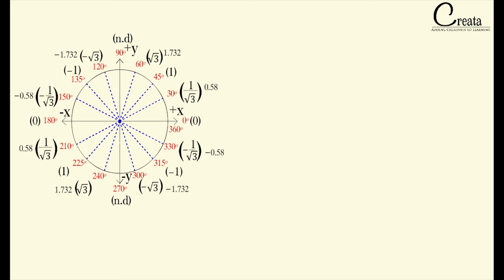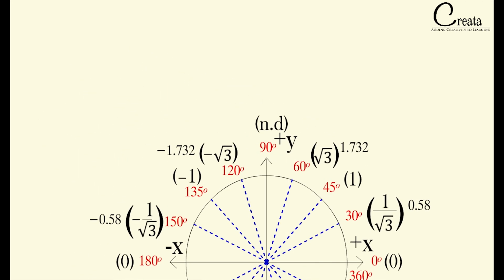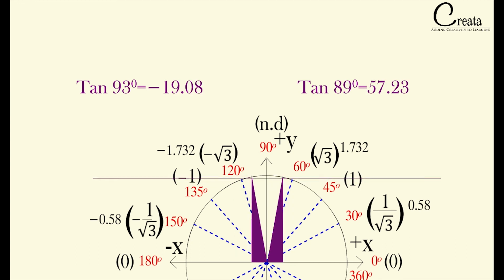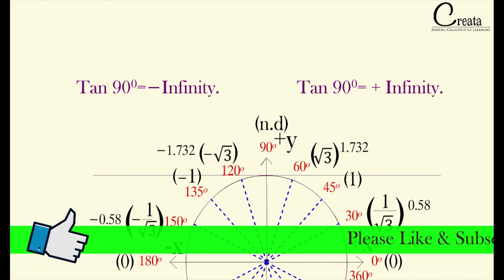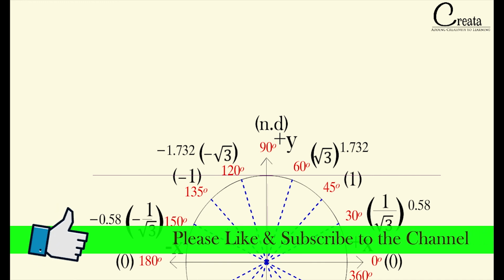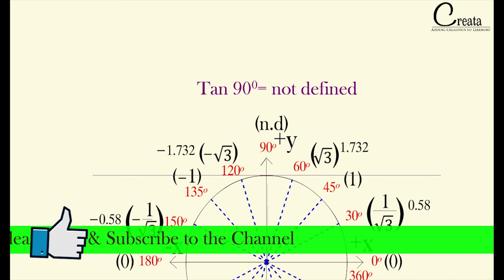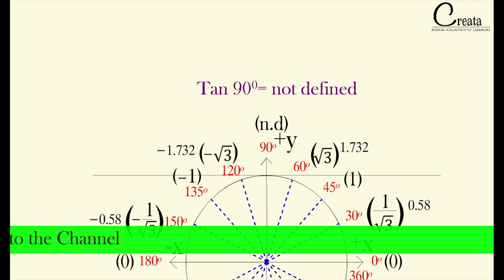In the first case we moved from 0 to 90 degree and got tan 90 degree as positive infinity. And when we moved from 180 degree to 90 degree, that is in the reverse direction, we got 90 degree as minus infinity. So what is the value of tan 90 degree, positive infinity or negative infinity? Both are in totally opposite directions. So we say that tan 90 degree is not defined because it is both positive as well as negative infinity.